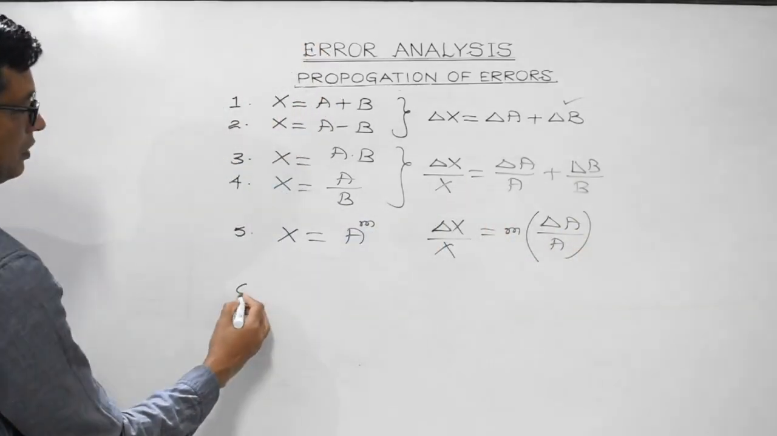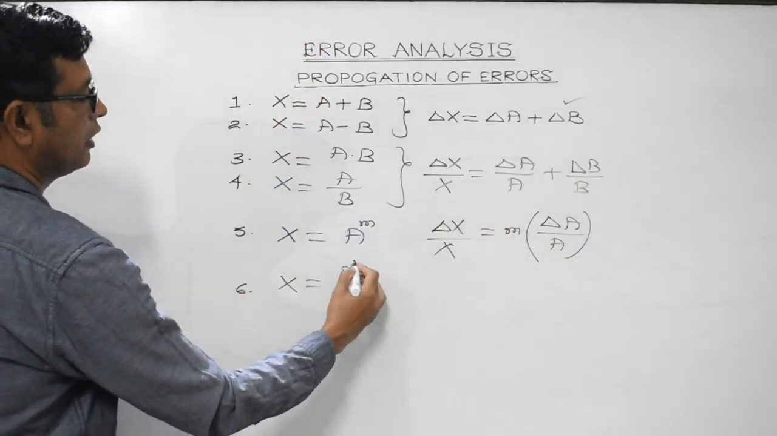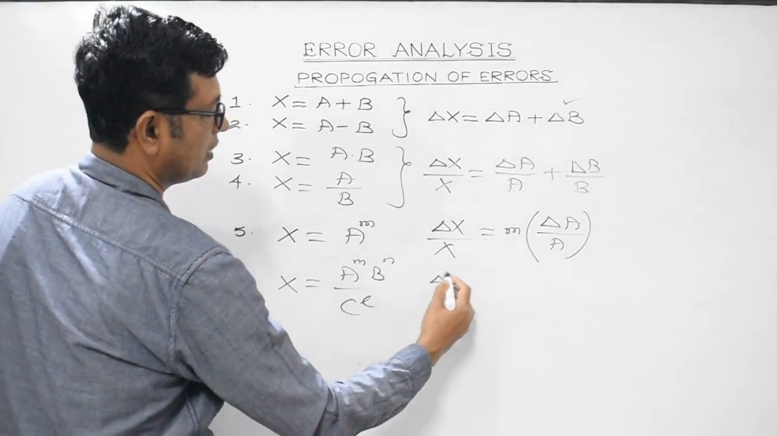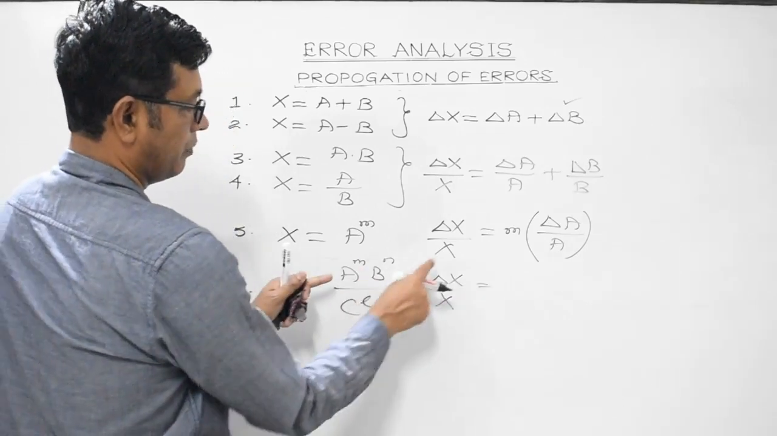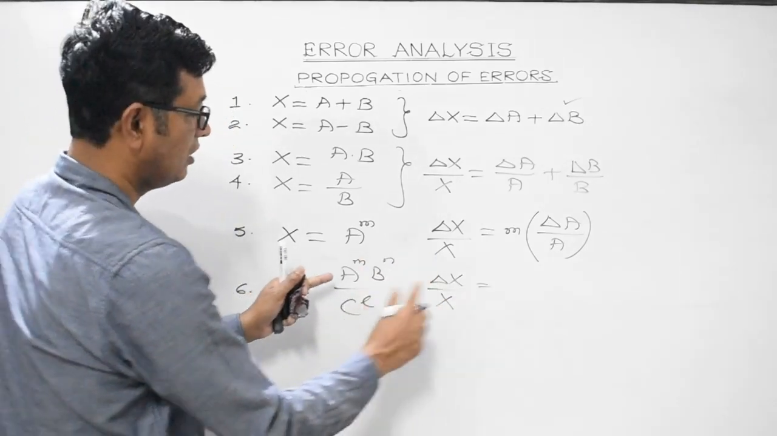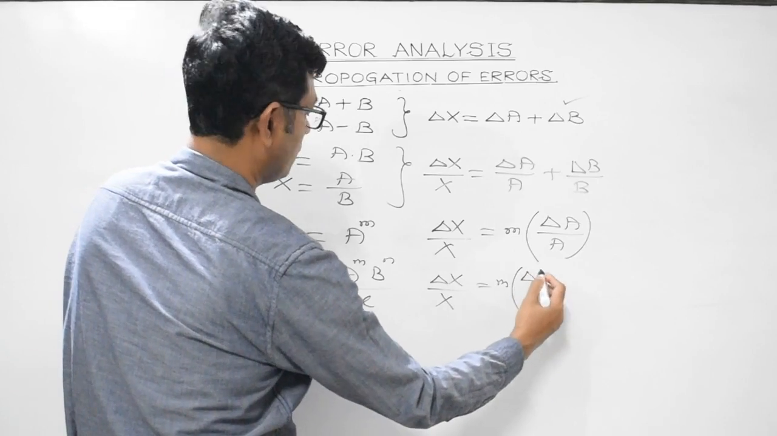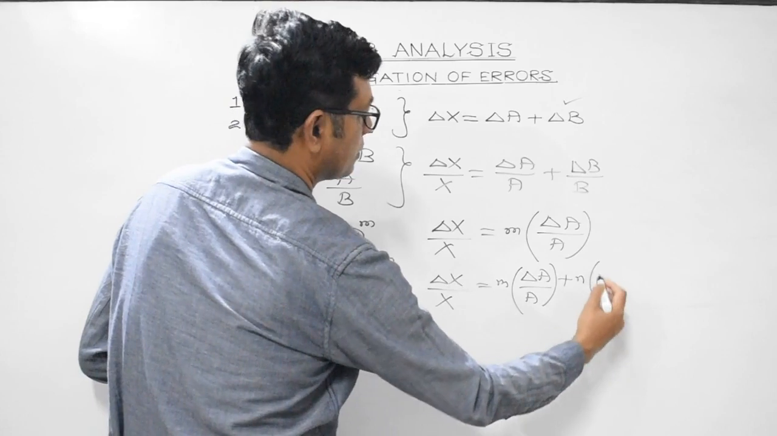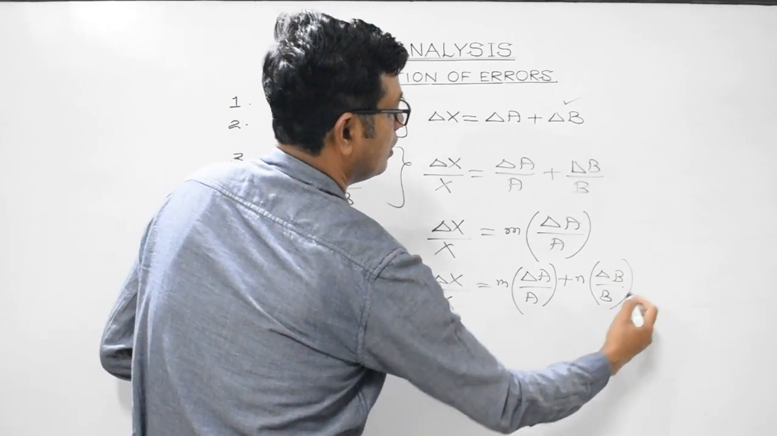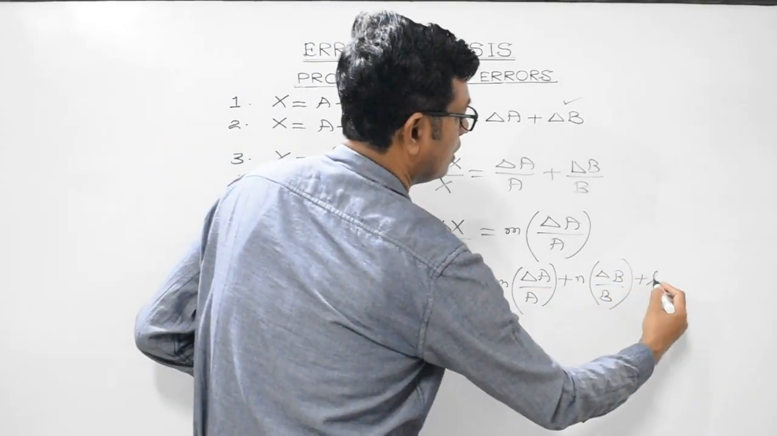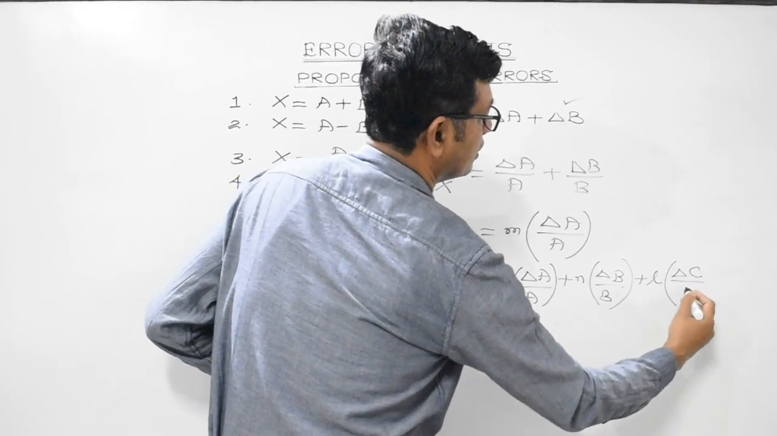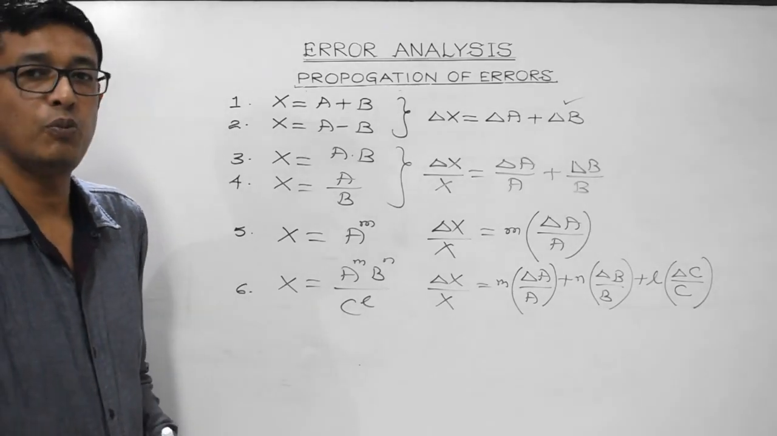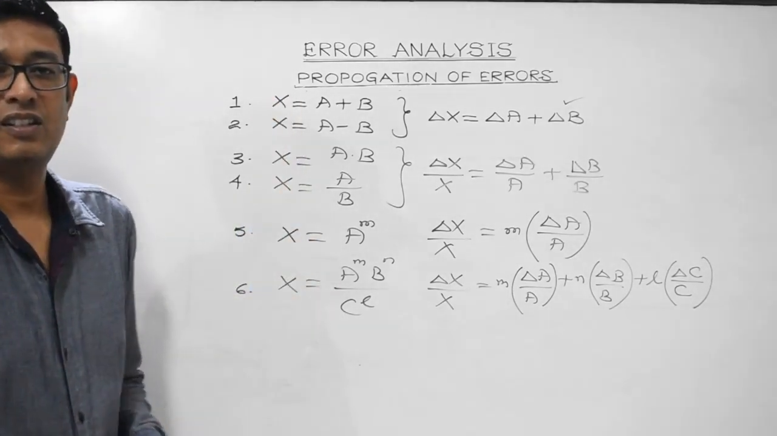Right? Sixth, if it is given by a to the power m, b to the power n, c to the power l, then the maximum relative error in the result is equal to m times the maximum relative error in A plus n times the maximum relative error in B plus l times the maximum relative error in C. So this is how the errors are propagated in these 6 cases.